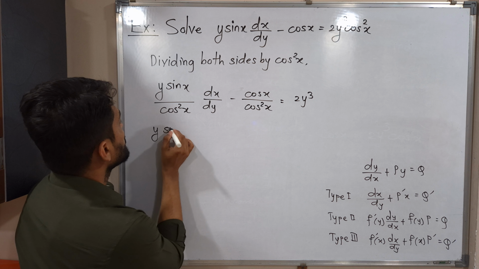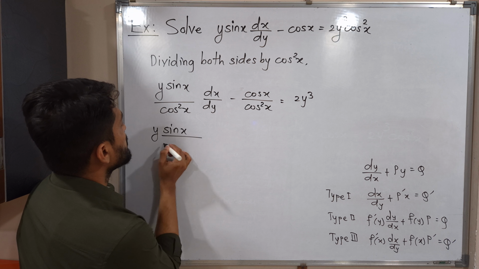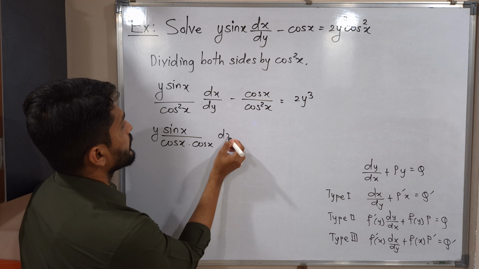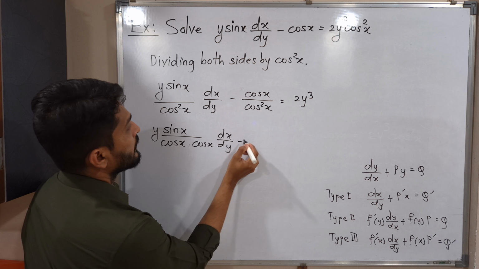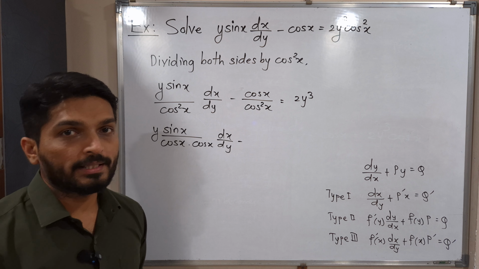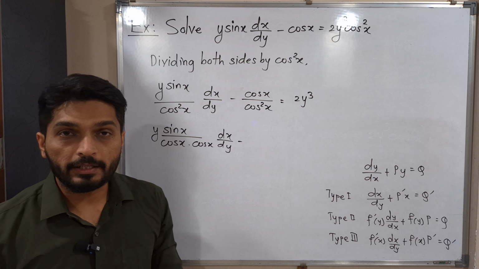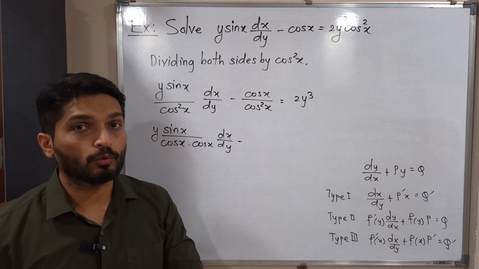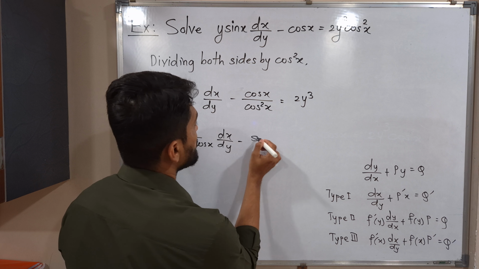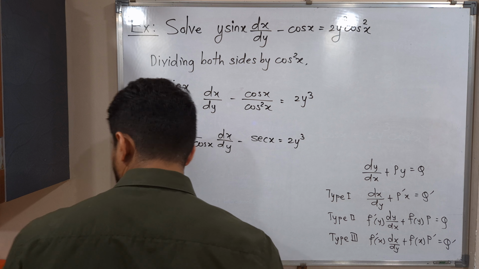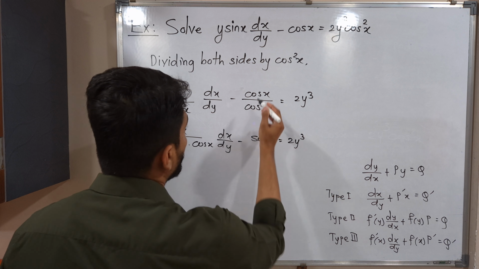y sin x upon cos square x, it means we can write cos x into cos x. Agree? It is cos square x dx by dy. Here what will happen? One cos will get cancelled. We have one cos at the numerator, one second cos at the denominator. It will get cancelled. It means we have just 1 upon cos, which is sec x. Getting the point? So let me show here. I am cancelling one cos.